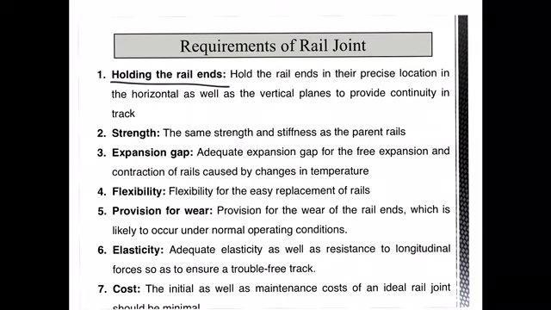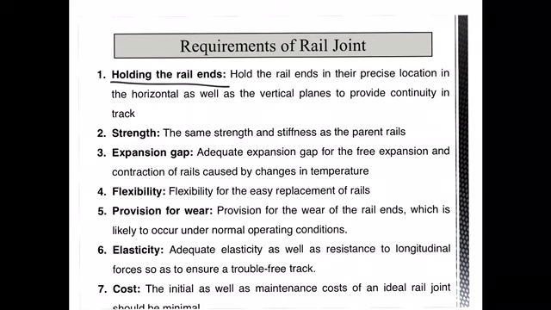as the parent rail. Though it has been seen that the strength of a joint is 50% of the parent rail, you should construct your ideal rail joint in such a way that the strength is similar to the parent rail. And there should be a sufficient expansion gap provided for the free expansion and contraction of the rails, which may be caused by the change in temperature.